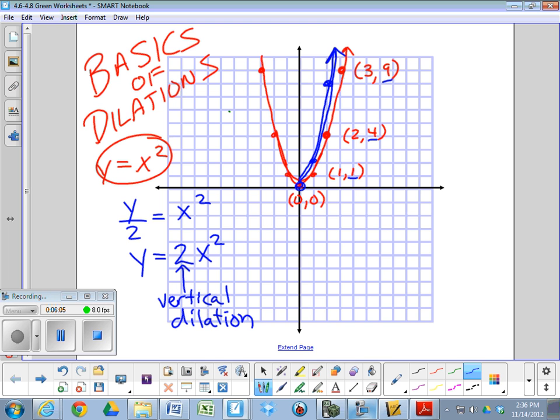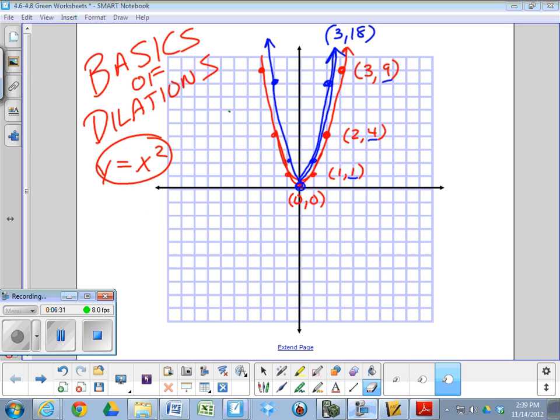The next point would be up here at 3, 18. You know what happens on the left side? The same thing, but negative. Negative 1, 2, negative 2, 8, and negative 3 off the screen. That's what a vertical dilation does to that parabola. Are there any questions? I'm going to rewrite how that problem started. It started as y over 2 equaling x squared. So the y was divided by 2, and the y's got taller by 2.